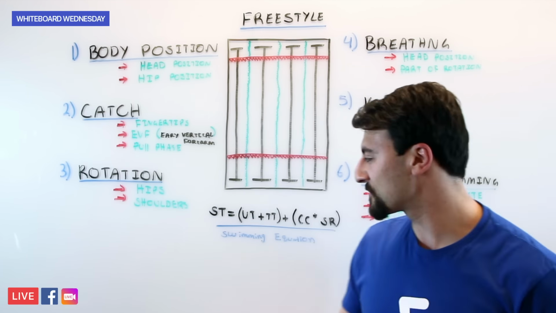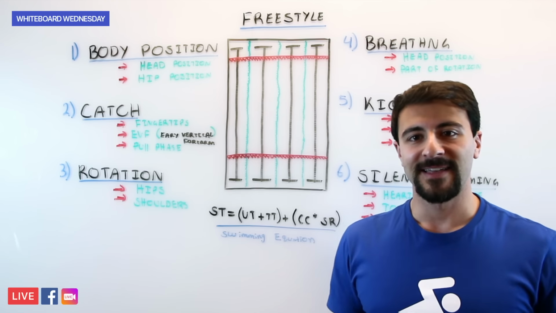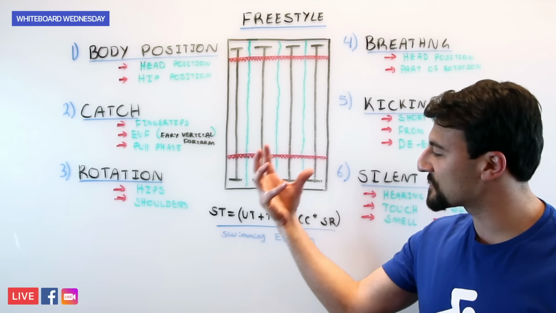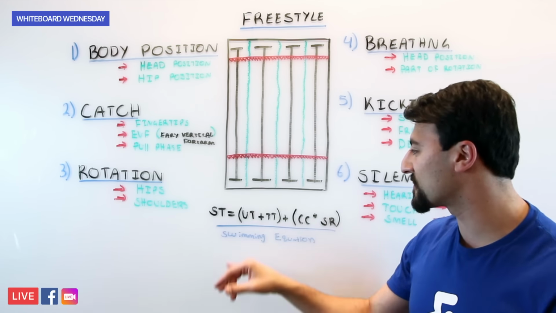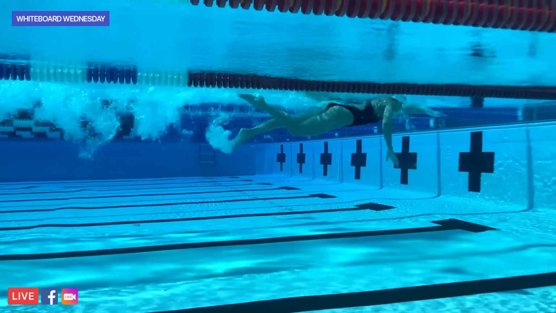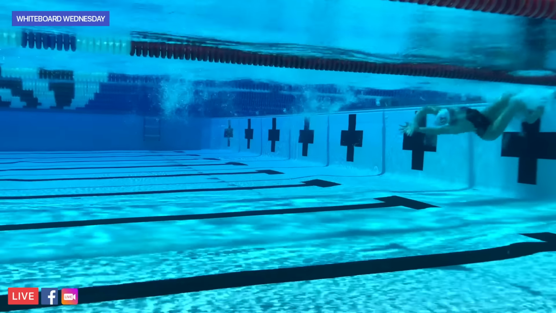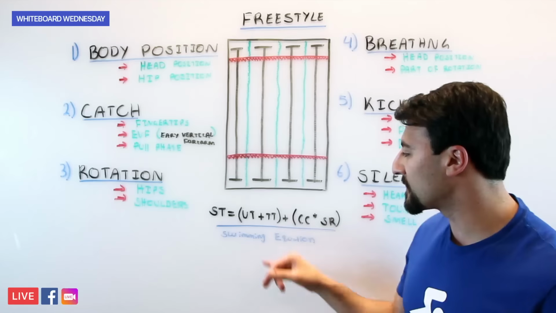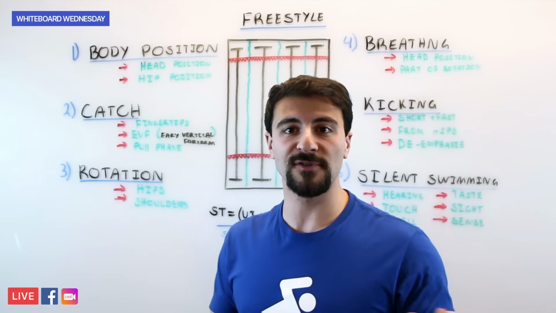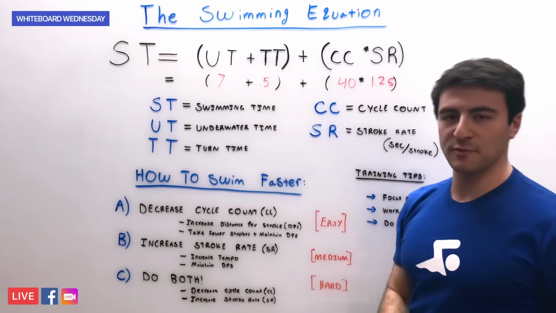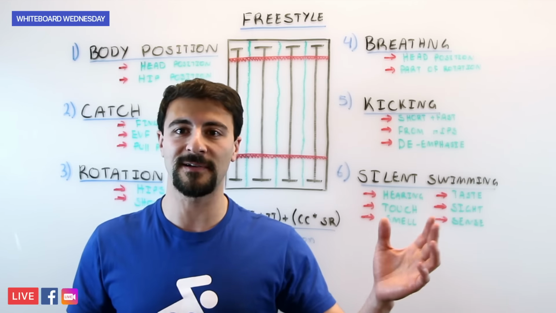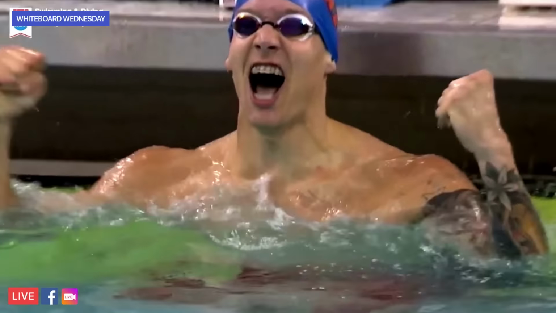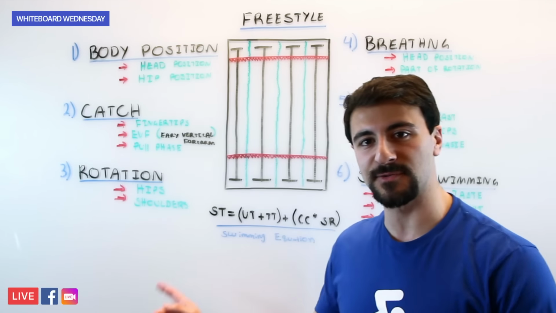And finally, the swimming equation that I mentioned. This is a little bit more technical, but when you think about the swimming equation, you have your swimming time, which is equal to your underwater time plus your turn time. And that is in addition to your cycle count and your stroke rate. So these elements we talk about in another video, which we'll link in the description, how to create the swimming equation. And we have a whole bunch of videos on Adam Peaty and Caleb Dressel and how they swim so fast using the swimming equation.